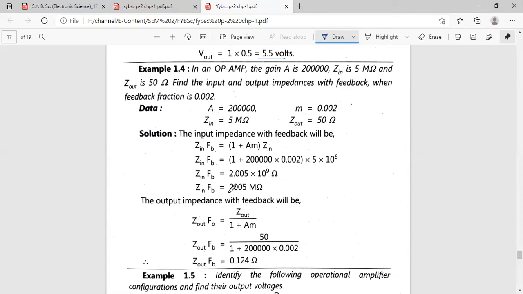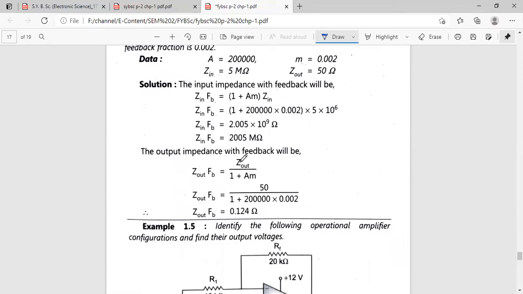All right. Now how to calculate output impedance? Instead of Z in, we have to put Z out. The formula is Z out with feedback, which is equal to Z out upon (1 + Am). A is again your gain, m is again your feedback fraction. So the value of Z out is 50, and 1 plus the value of gain, 2 lakh, into m, 0.002. If you perform this division, multiplication and addition, you will get Z out with feedback equal to 0.124 ohm. All right.